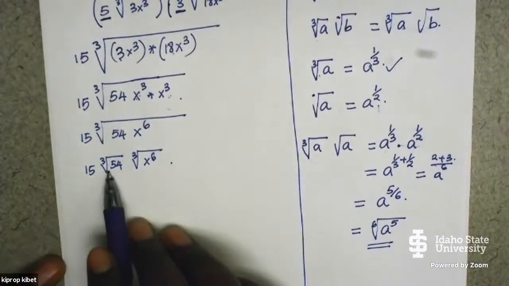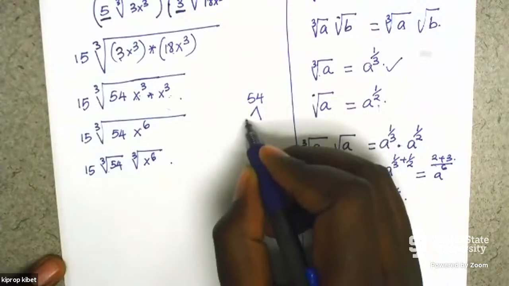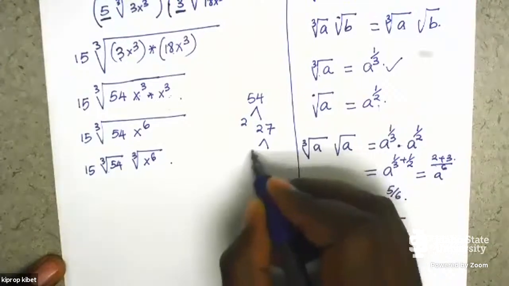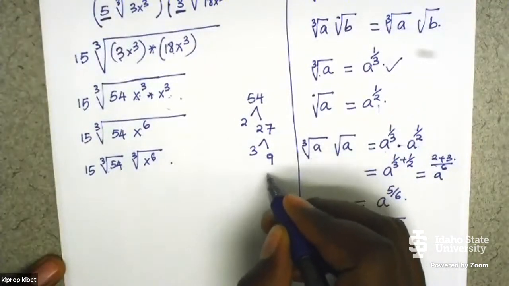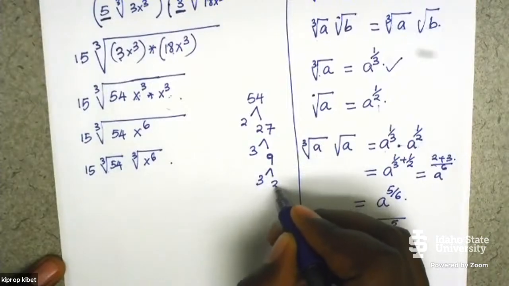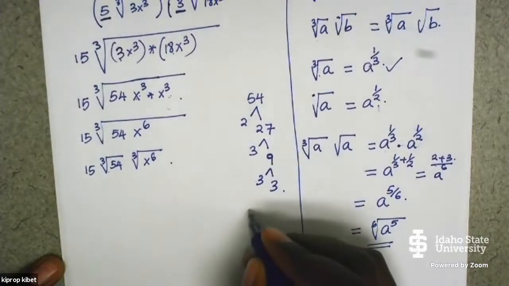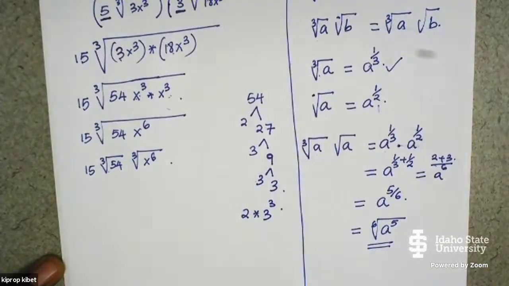Now, 54, the factors of 54. We have 2 for 27. 3 for 9. And then 3 for 3. So we have 2 multiplied by 3 raised to 3, right?